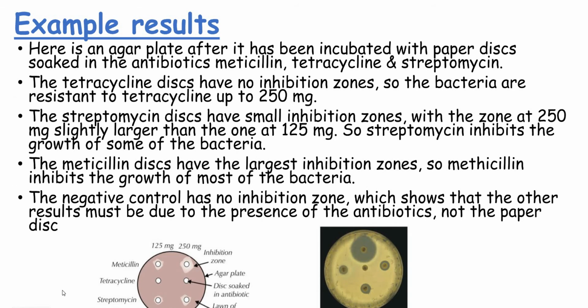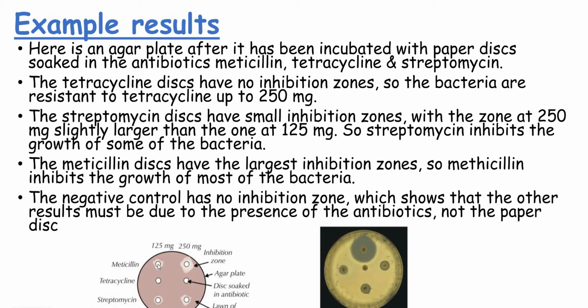Example results. So here's an agar plate after it has been incubated with paper discs soaked in the antibiotics methicillin, tetracycline and streptomycin. The tetracycline discs have no inhibition zone. So the bacteria are resistant to tetracycline up to 250 milligrams. The streptomycin discs have small inhibition zones, with the zone at 250 milligrams slightly larger than the ones at 125 milligrams. So streptomycin inhibits the growth of some of the bacteria.